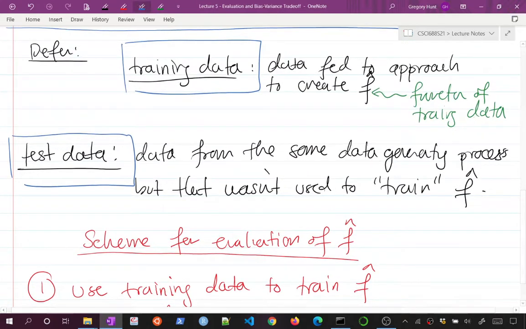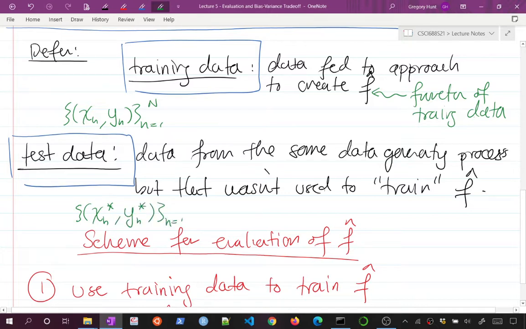So by training data, you can think of again as basically some pairs of xn's, yn's, n goes 1 to N. And my test data is basically the same setup. I'm going to call them, say, xn star and yn star, where n goes from 1 to N star, which are just different. They're just a different set of data.